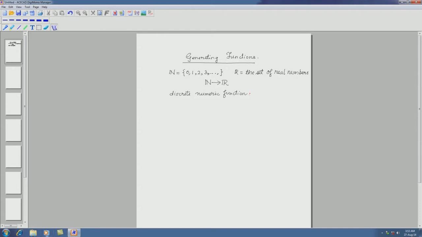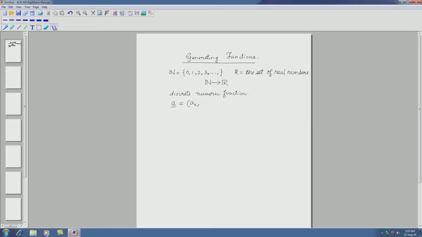Now, we have also seen that a discrete numeric function is written in a somewhat different form than a usual function. That is, we write it in the form of a sequence. We write a bold letter small a, or otherwise we may write a and put an underline on a, and this is a sequence a0, a1, a2, dot dot ar and so on. It is understood that this a represents the concerned discrete numeric function, and a0 is its value at the point 0, a1 is its value at the point 1, a2 is the value at the point 2 and so on.